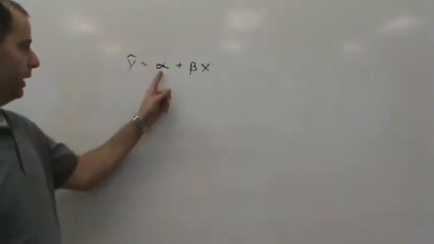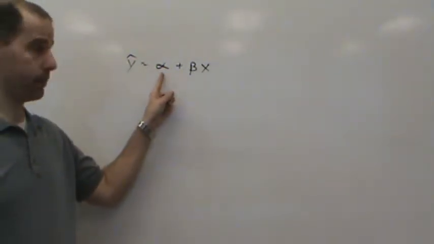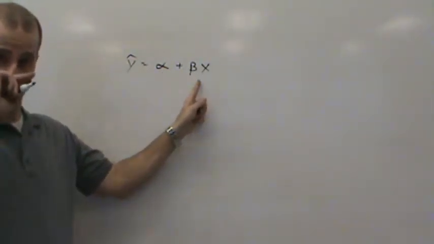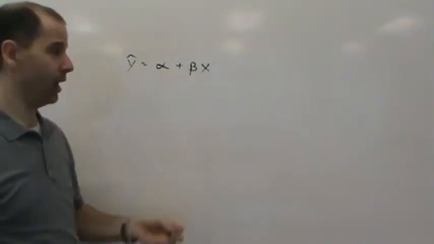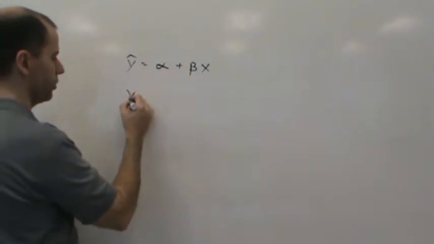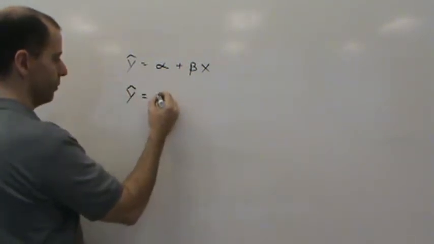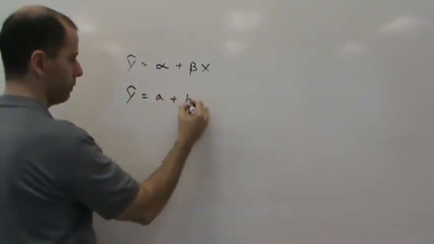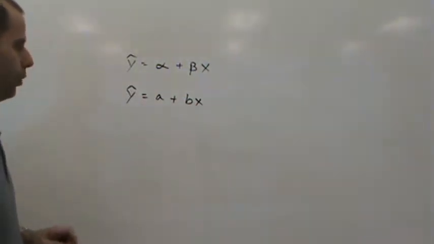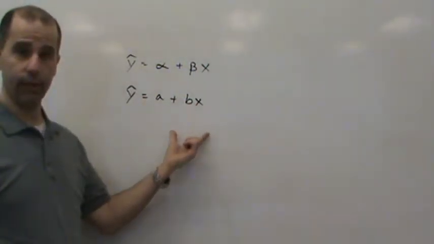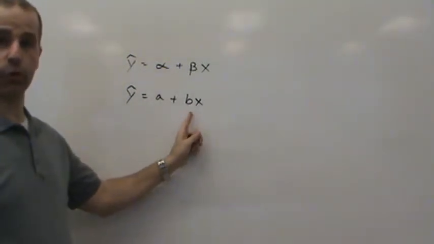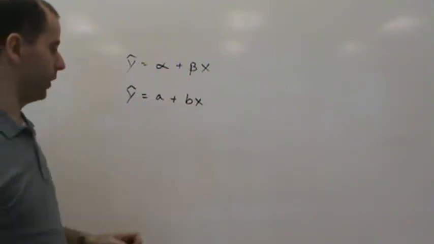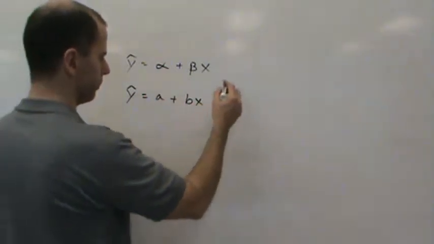So alpha is the true intercept. Beta is the true slope of the regression line for the population. Of course, we don't know what this is, so what are we going to do? We're going to use our estimates, which is going to be a plus bx. Okay, so this video is going to be about how we calculate a confidence interval for the true slope of the regression line, beta.